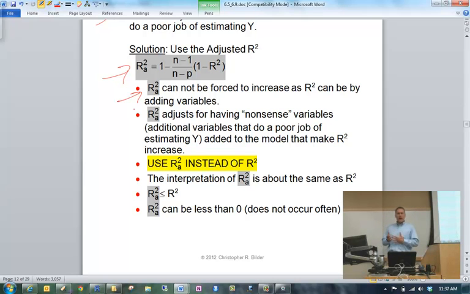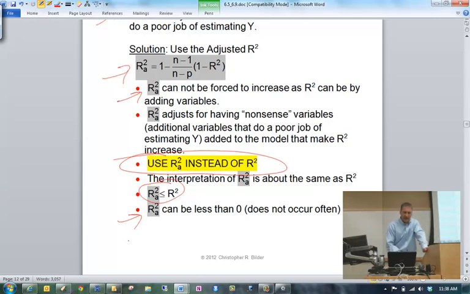The adjusted R squared cannot be forced to increase, as R squared can, by adding these potentially nonsense variables. So because of that, it's better to use the adjusted R squared than just the regular old R squared. The interpretation of this adjusted R squared is basically about the same as what we had for R squared, so you can use pretty much the same exact interpretation. Note that the adjusted R squared will always be less than or equal to the original R squared. Hopefully that makes sense in the context of how I introduced it: nonsense variables added to your model will always increase R squared.